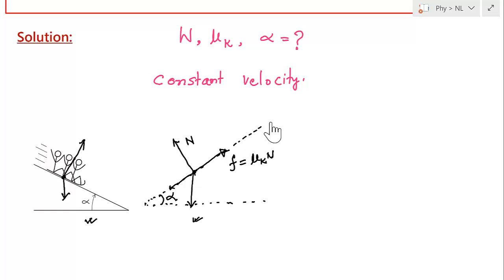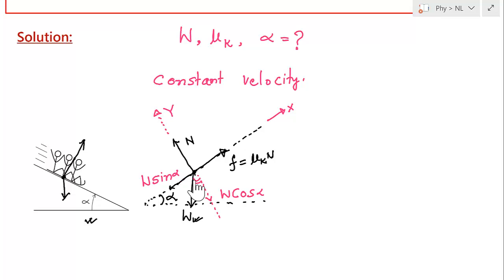Now whenever you have a problem on an incline, you have to basically decompose the forces along the incline, that is my x-axis, and perpendicular to the incline, that is my y-axis. So in this case, I have to decompose my forces along the incline and perpendicular to the incline. So this force is W, so I have to take the components. In this direction, this will be W cos alpha because this angle is also alpha, and this is W sin alpha. Why is this angle alpha?